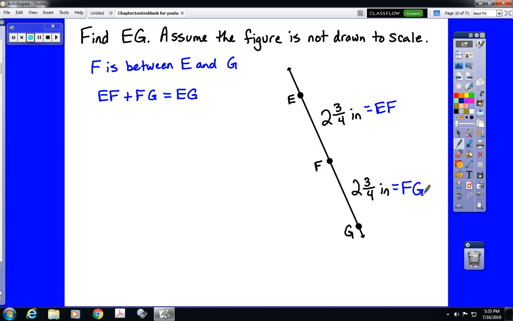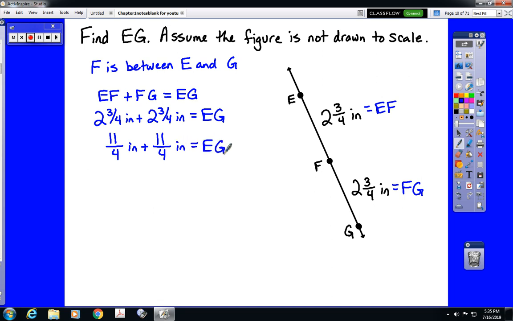Now notice that we know the measurements of EF and FG. They're given in the problem. They are both 2 3/4 of an inch. So we would plug those in: 2 3/4 of an inch plus 2 3/4 of an inch, and we would add those together to get EG. Now I'm going to turn these into improper fractions. 4 times 2 plus 3 is 11/4 for both measurements.